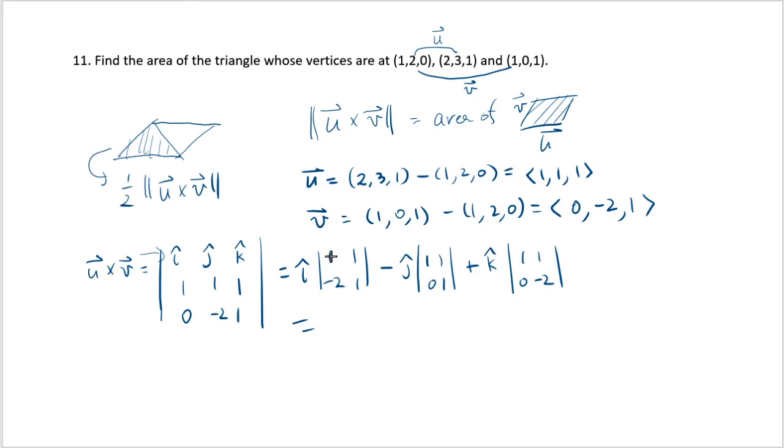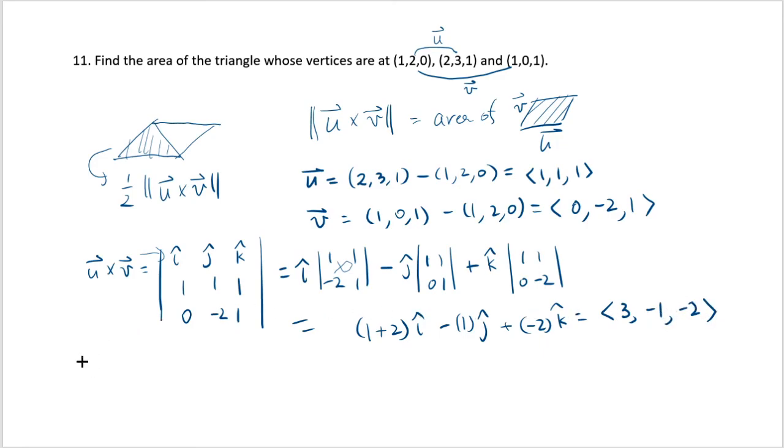Okay, and then you do AD minus BC to calculate the determinant. 1 times 1 is 1 minus negative 2, so it's plus 2. 1 times 1 minus 0, that's just 1, but there's a minus in front. 1 times negative 2 is negative 2 minus 0. So you end up with 3, negative 1, negative 2.